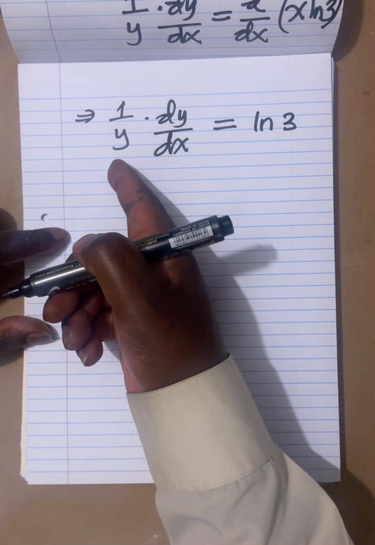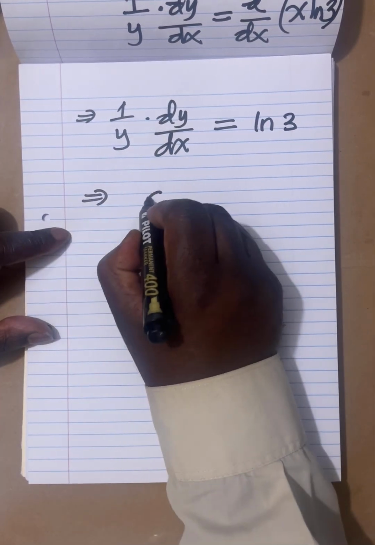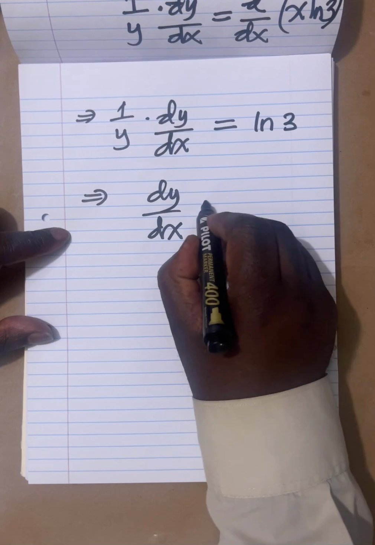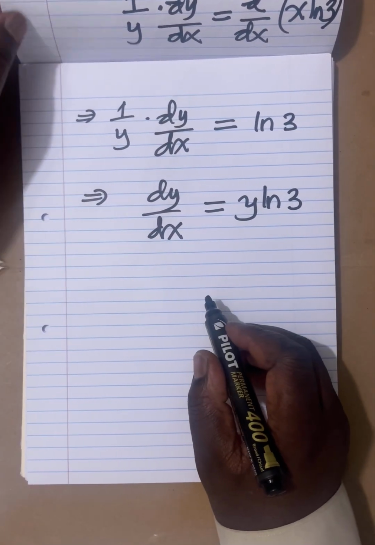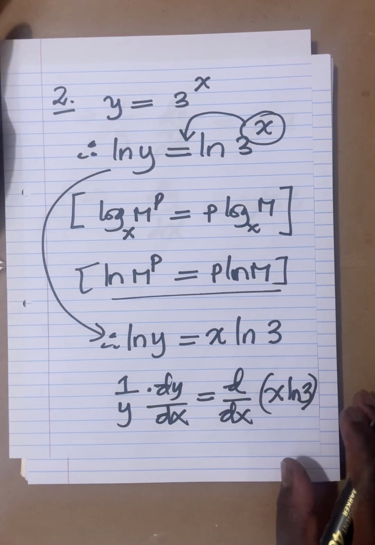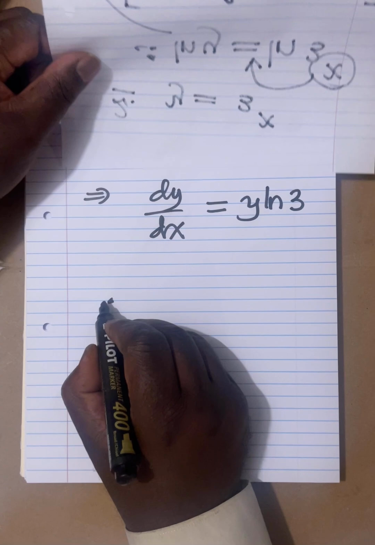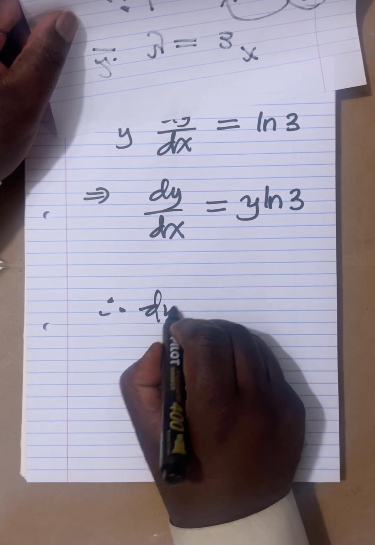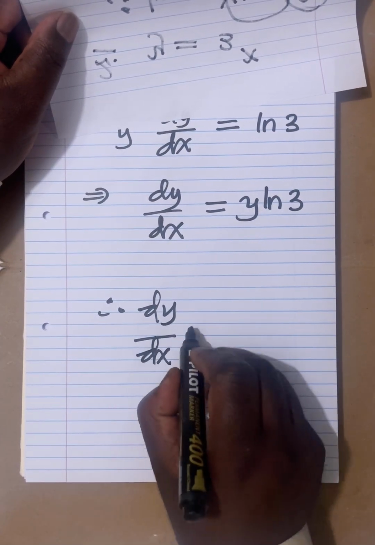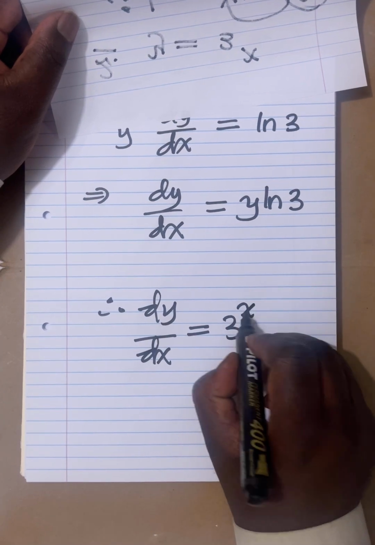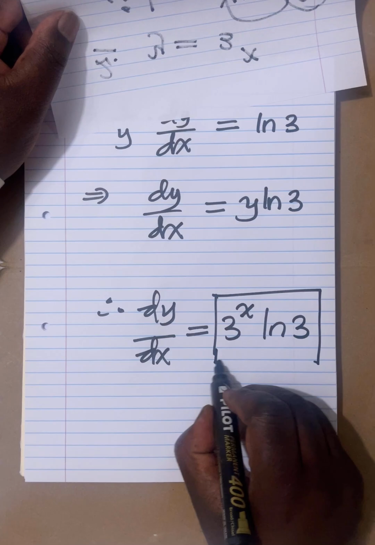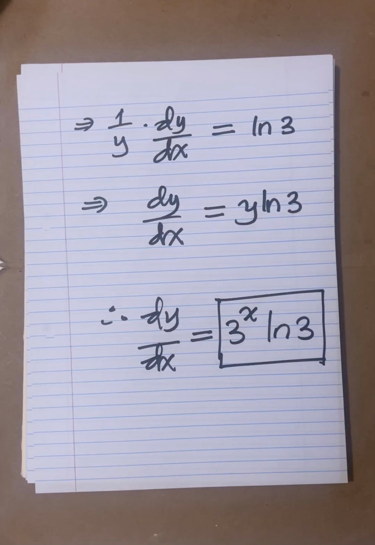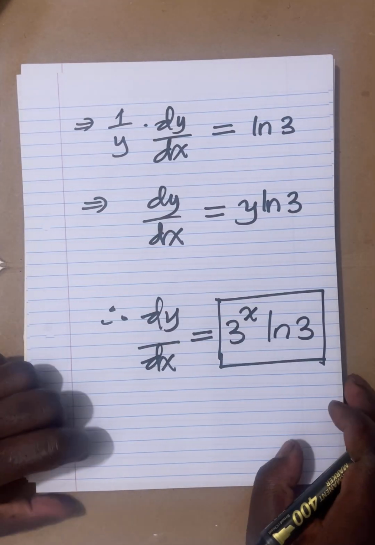And so I have to get rid of this y. So I'm going to say dy dx will be equal to y ln 3. And what is y? Let's move back here. y is 3 power x. So this is going to be, therefore, dy dx is actually equal to 3 the power x times ln 3. So this is the solution to number 2. Right, let's move on to number 3, the last one.